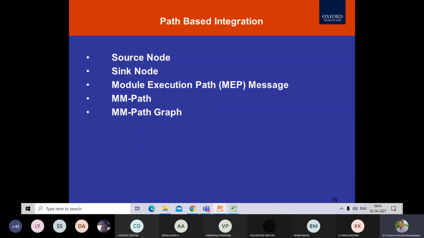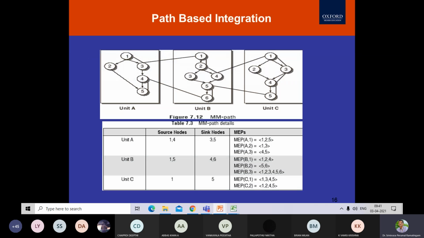So next is the path-based one. For path-based integration, we should know the source node, we should know the sync node, and we should know the execution path. The execution path may be a module message path or a module message path graph. So that's the source node, we know that.